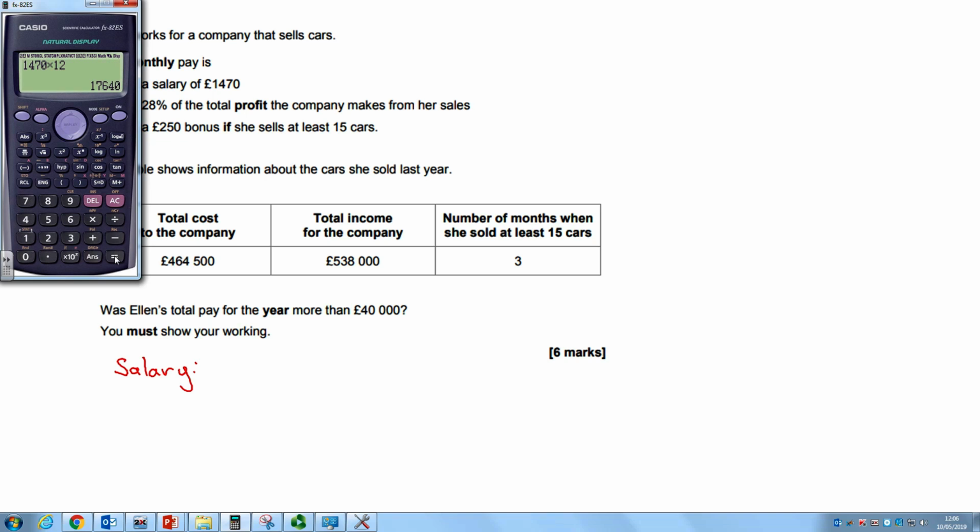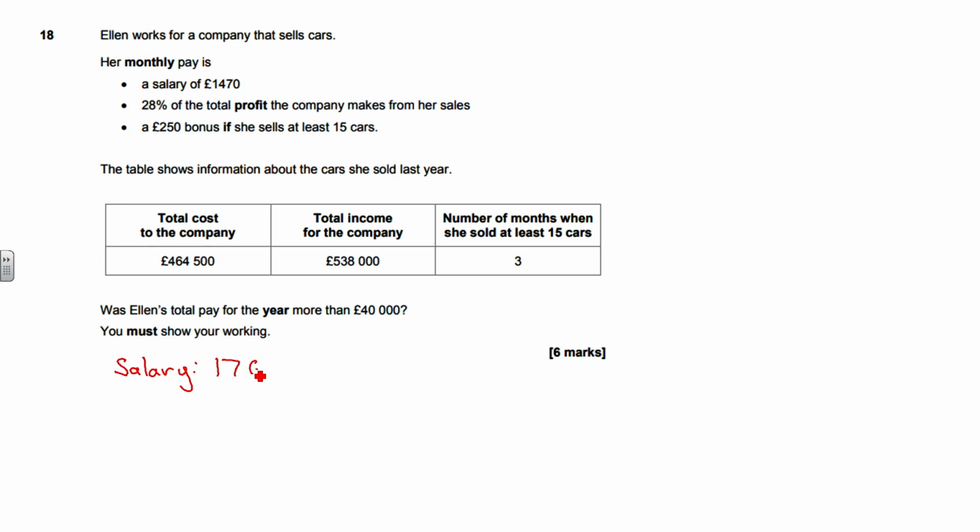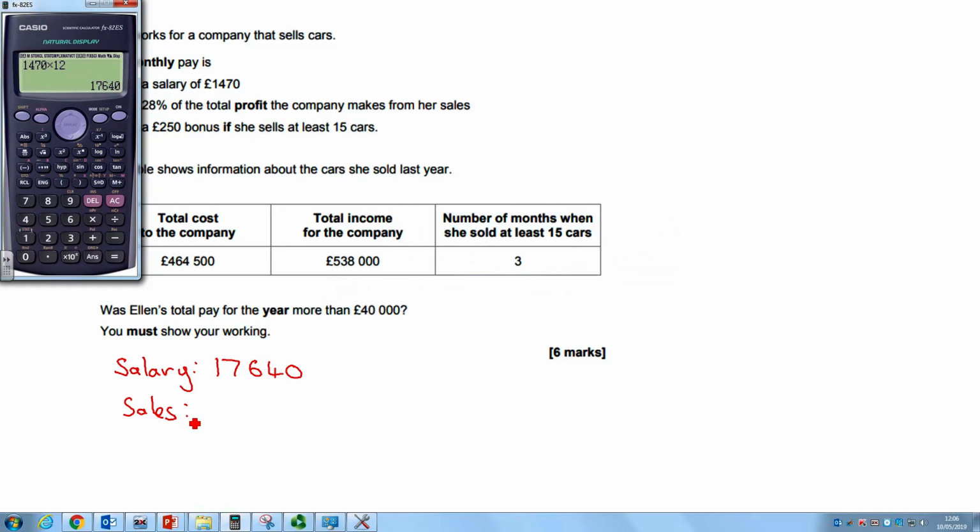So she gets £17,640 on salary. We've then got the sales bonus, which is 28% of the profit the company makes from its sales. So we need to work out, first of all, what the profit is for the company.